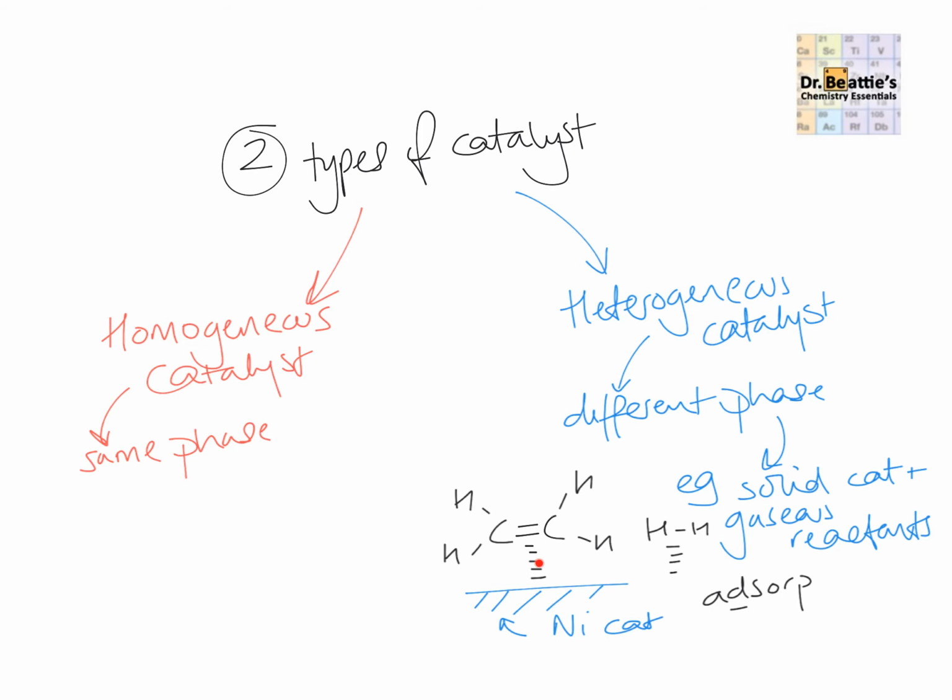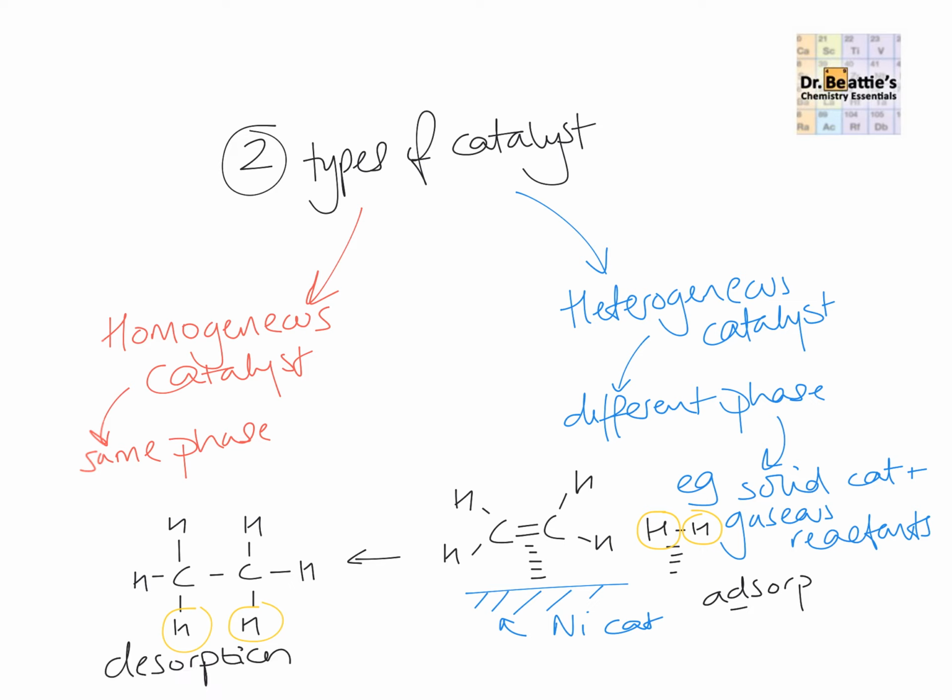The formation of forces of attraction is called adsorption, not absorption. That's really key. Absorption means to go within the volume of a material. This is just making attractions to the surface of it. And once the two hydrogens have been added on, then the ethane diffuses away through a process called desorption.